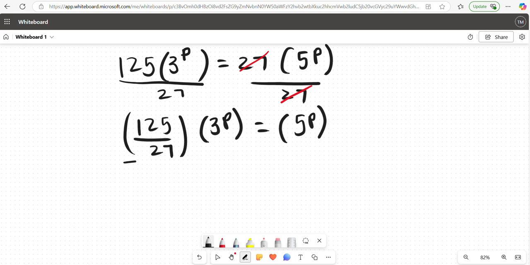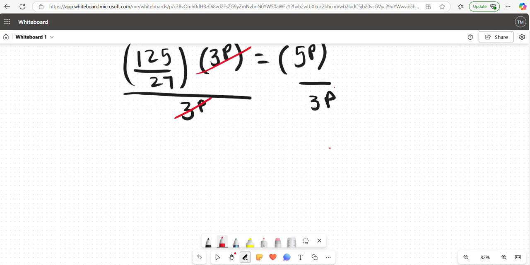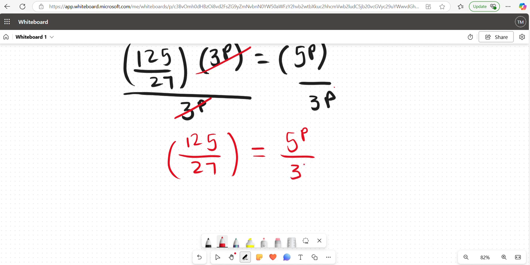In the second step, I want to now divide both sides by 3 to the p. Why? Because the 3 to the p's on the right hand side are going to cancel. And once they cancel, on the left hand side you'd have 125 over 27, and on the other side you'd have a 5 to the power of p divided by 3 to the power of p. So what law am I going to use now?